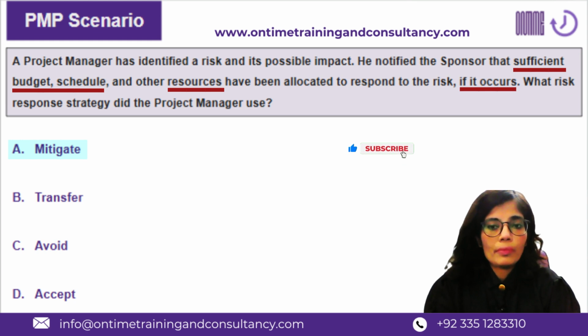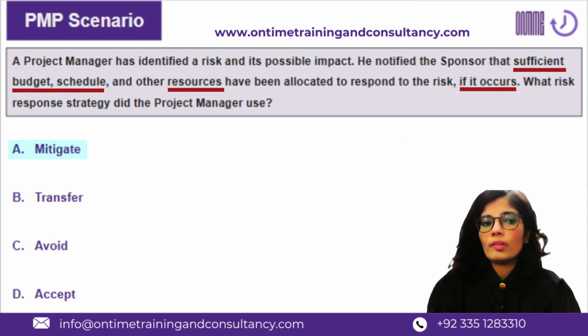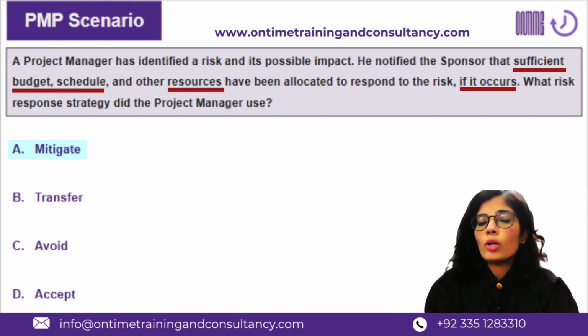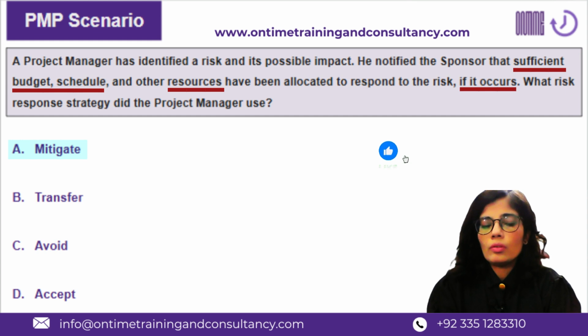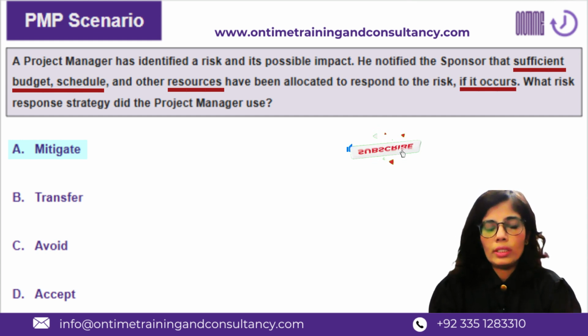In this question, the statement is clearly mentioning that the sponsor has kept some contingency in the form of budget, schedule, and resources in case the risk occurs. So it is a reactive approach. Although the contingencies are kept in a proactive manner, the contingencies by themselves are not preventing the risk. It's not mitigating the risk. So this risk is not going to be dealt with the mitigate response strategy.